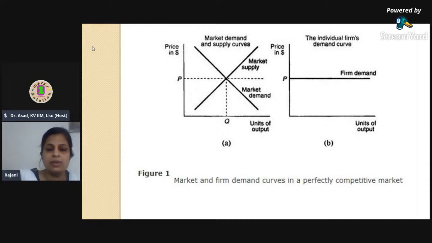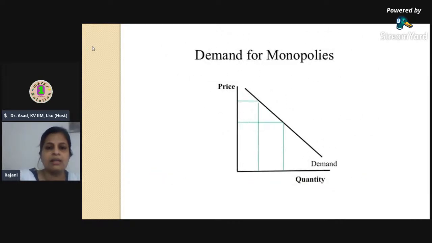Okay, let's go to the next market form, exactly opposite to perfect competition, that is monopoly. Monopoly, the word itself suggests a single seller: one seller with many buyers. So you can see that it is exactly opposite to perfect competition. So, one seller with many buyers.